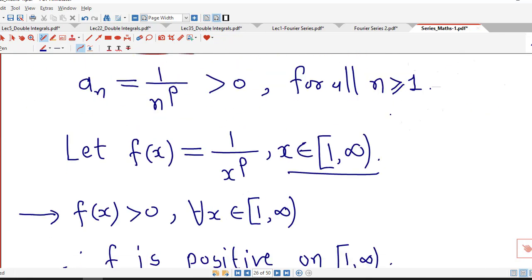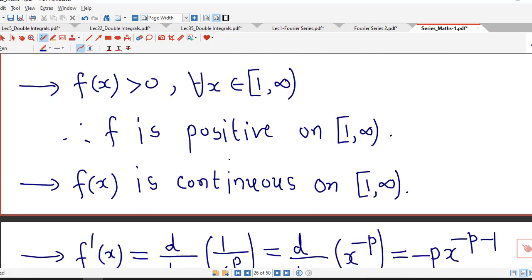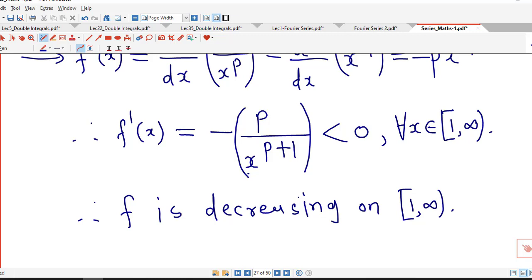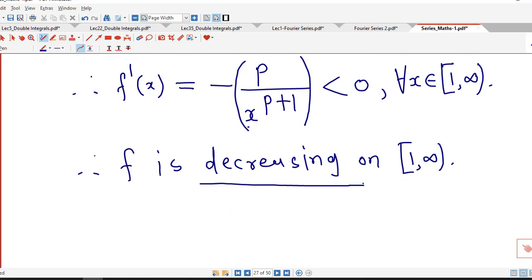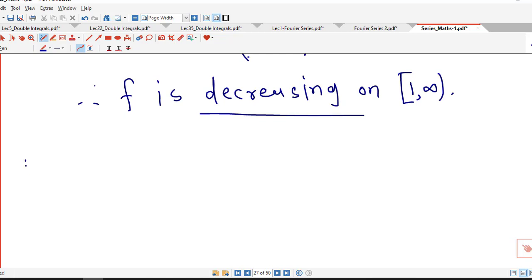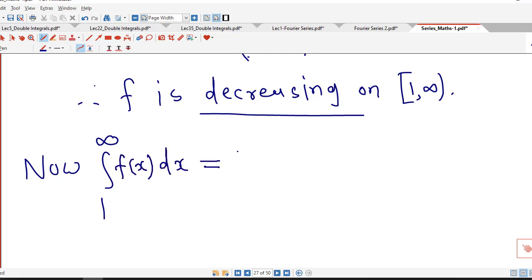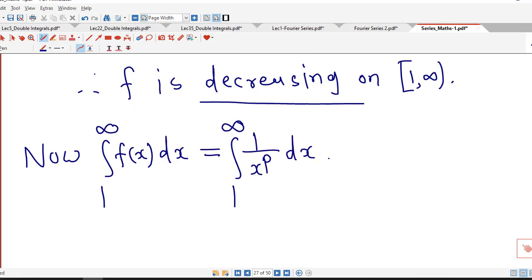So we are able to apply the integral test because our function is positive, continuous and decreasing on 1 to infinity. So now we consider the improper integral of this function over the interval 1 to infinity. So it is the integral from 1 to infinity of 1 over x raised to p dx.